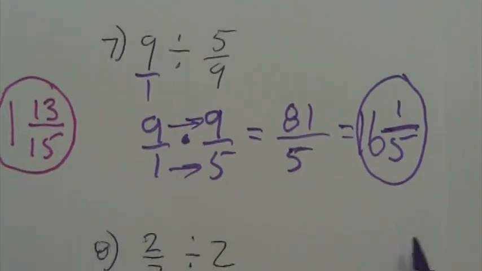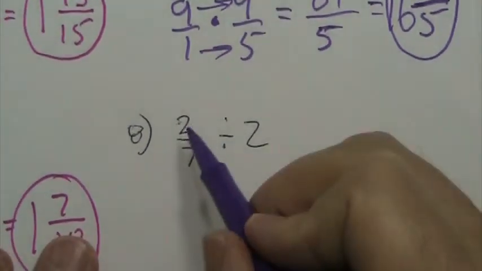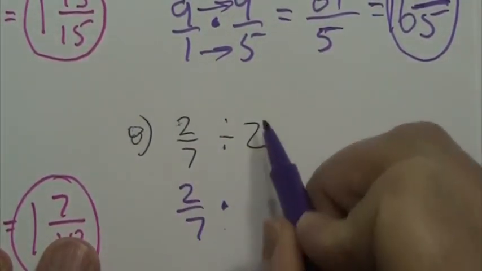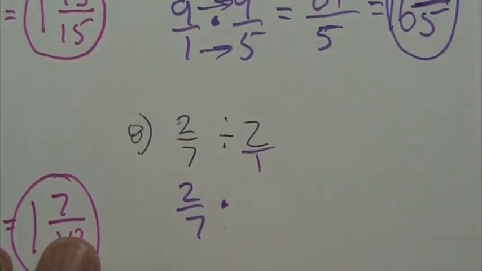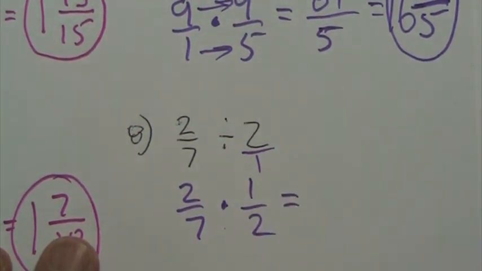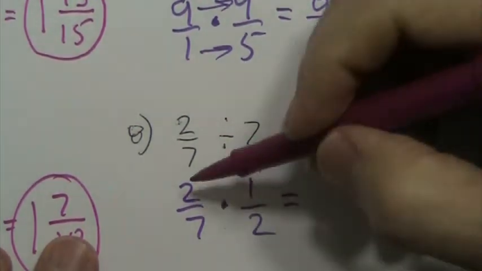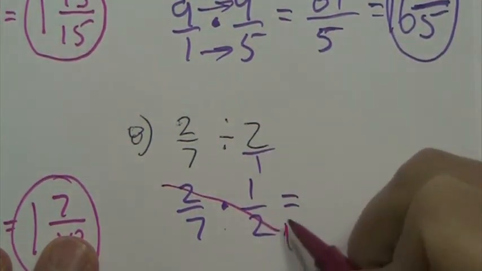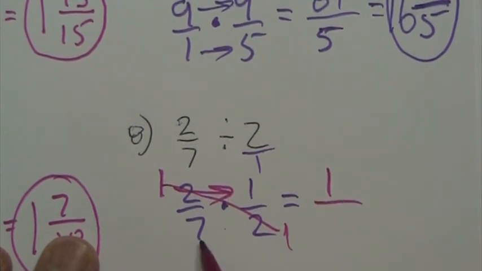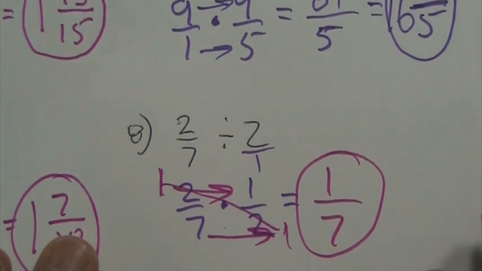All right, the next one, again, same thing. Keep it. Multiply. Reciprocal. Now notice there's a 1 underneath there. You need to make it a fraction. Now do the reciprocal. And you can see that the 2s reduce. Now go straight across. 1 times 1 and 7 times 1. There's your answer.